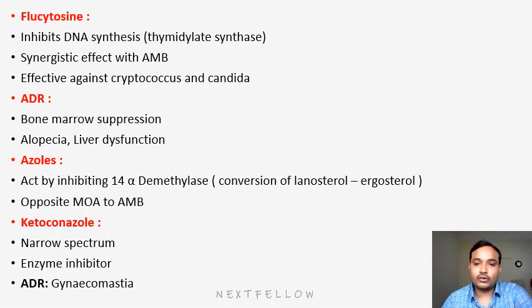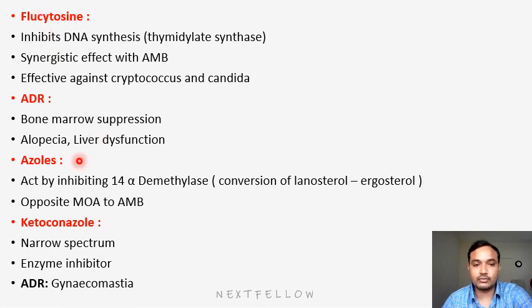Next drug is flucytosine. It is a 5-fluorouracil. Flucytosine inhibits DNA synthesis by inhibiting the enzyme thymidylate synthase. It shows a synergistic effect when combined with amphotericin B. It is effective against cryptococcus and candida infections. Adverse effects of flucytosine, like 5-fluorouracil, are bone marrow suppression, alopecia, and liver dysfunction.